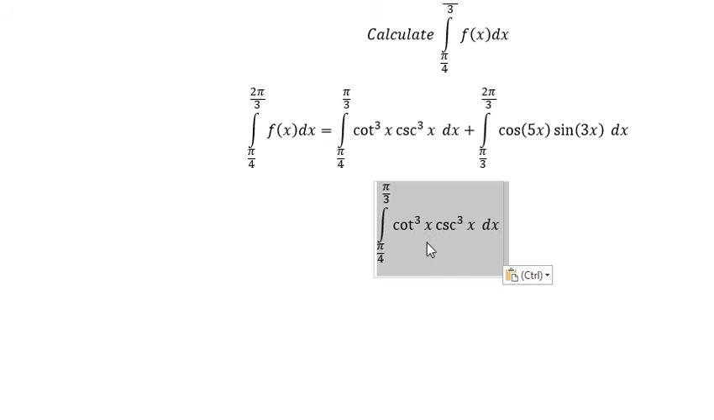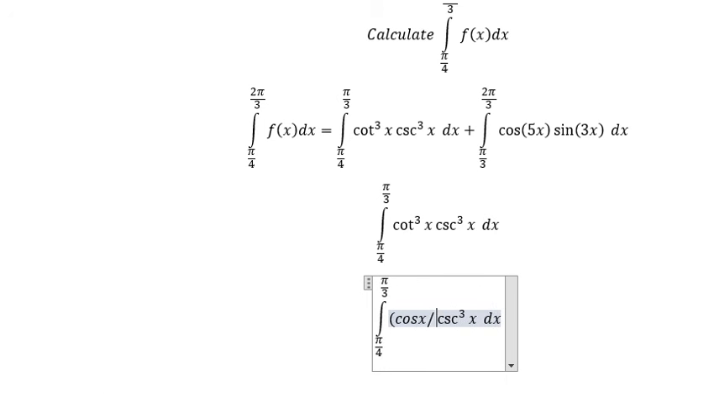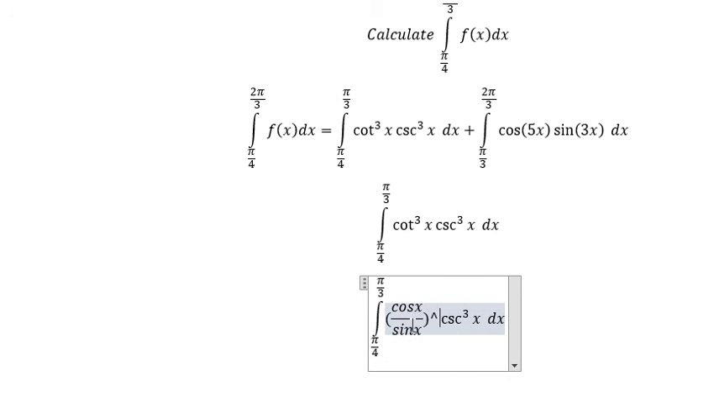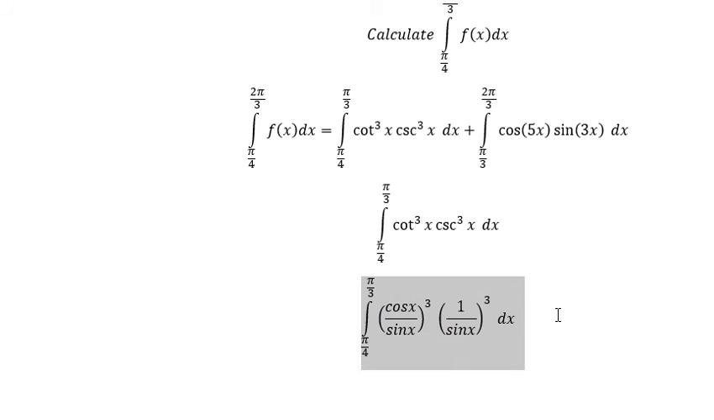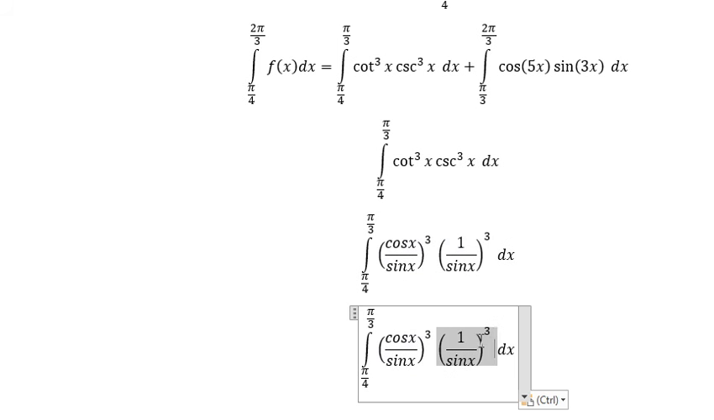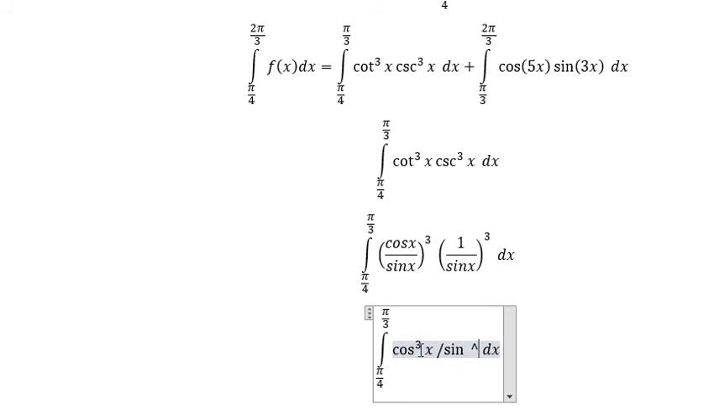So about cotangent s, we change it to cosine s over sine s, to the power of 3. Similar for this one, but we need to change it into 1 over sine s to the power of 3. Now if we simplify, we have cosine s to the power of 3 over sine s to the power of 6.